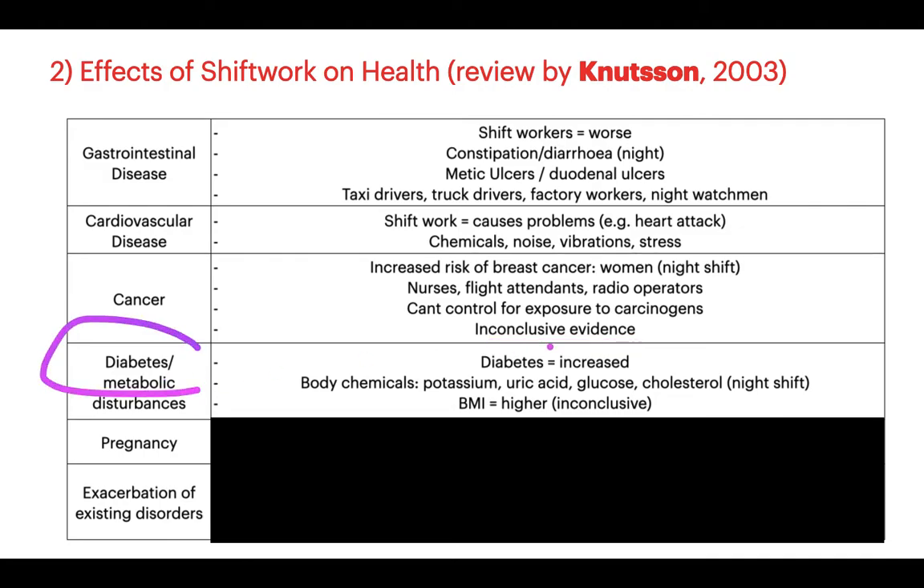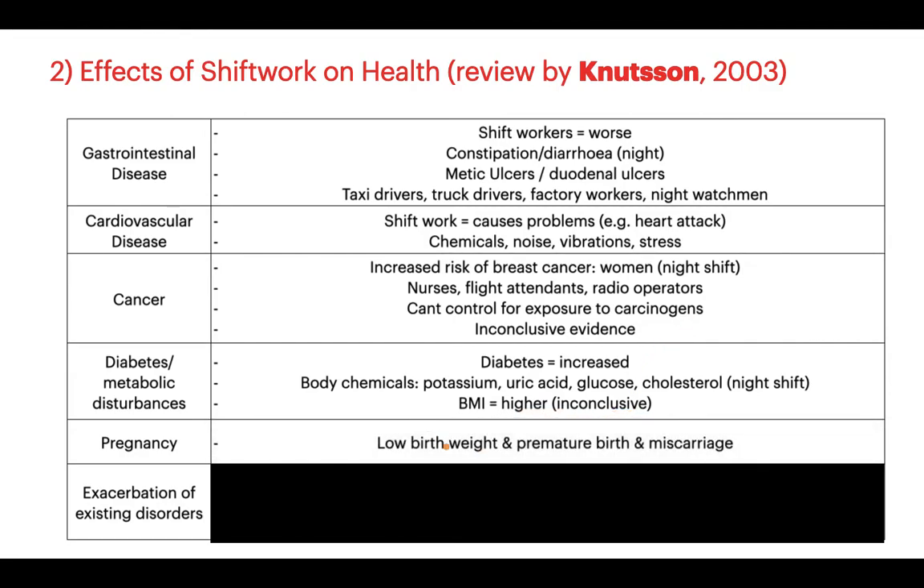People who suffer from diabetes, right? Diabetes risk increases. Body chemicals such as potassium, uric acid, glucose, cholesterol seem to be higher in people who do night shift work, right? BMI is also higher in people with night shift, but evidence is inconclusive. So in some cases, people do show evidence, but in some cases, not so strong yet, right?